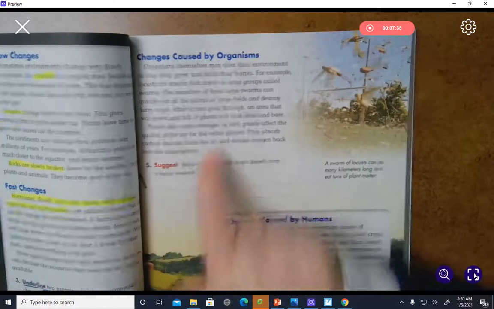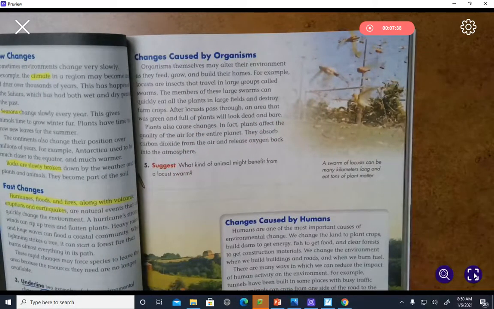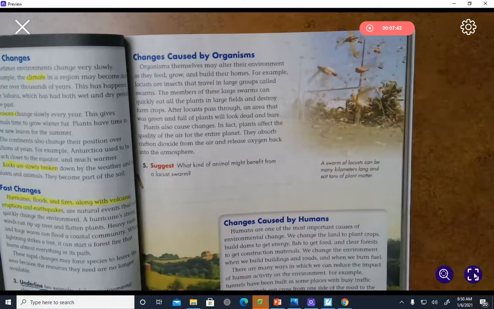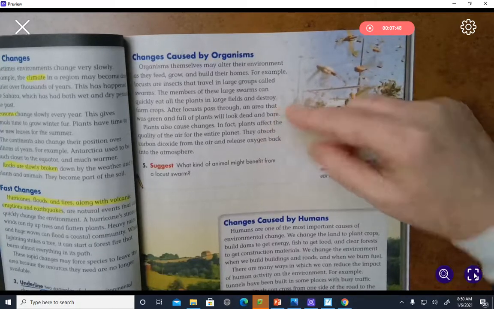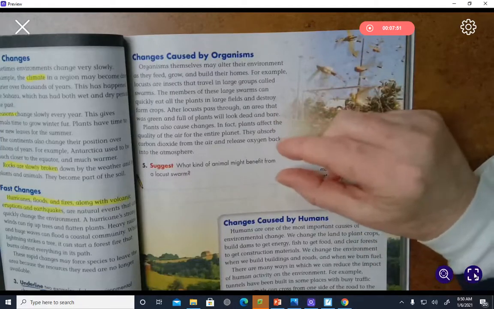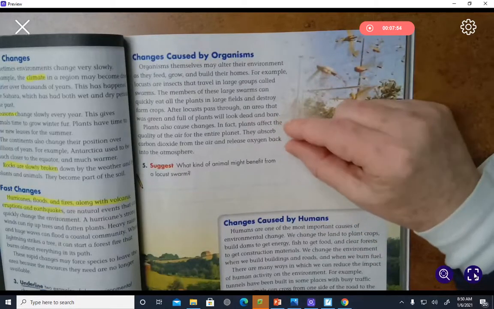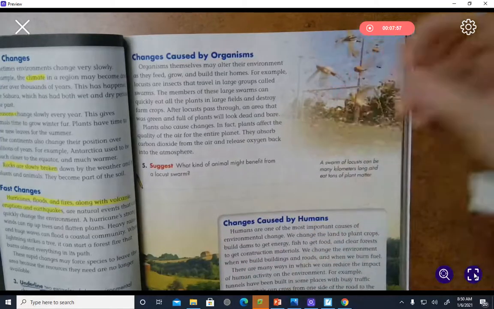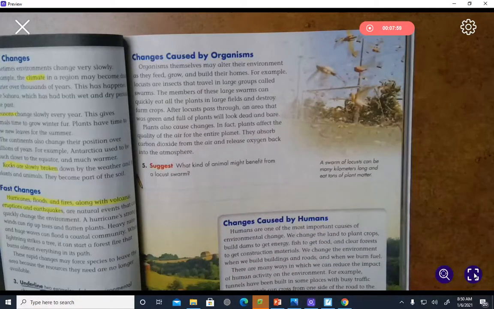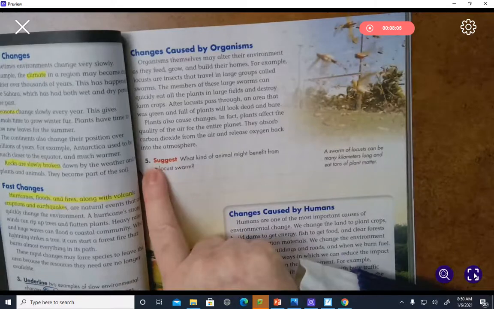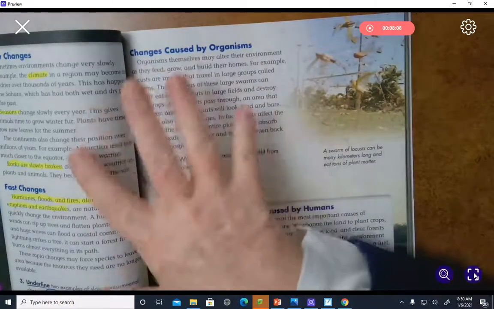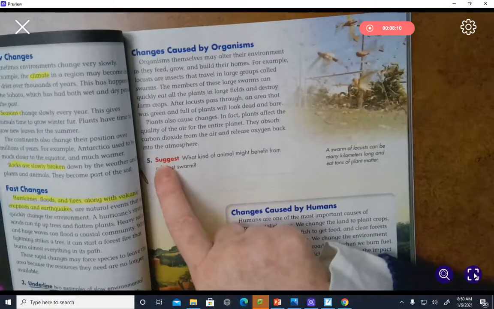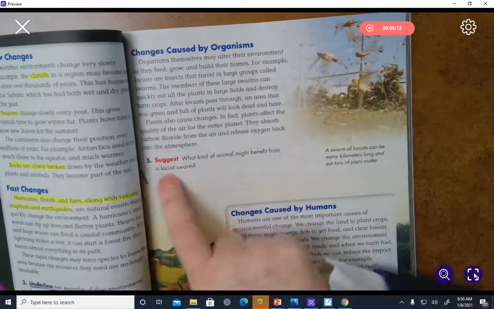Plants also cause changes. In fact, plants affect the quality of the air for the entire planet. They absorb carbon dioxide from the air and release oxygen back into the atmosphere. When you think about Hubbard, you might remember those little, they look like little purplish black beetles. They're Japanese beetles. So a lot of people might hang those bags or spread some chemicals on their plants to try to save them. You can pause the tape and answer question number 5. It helps you think about what we've just read. What kind of animal might benefit from a locust swarm?